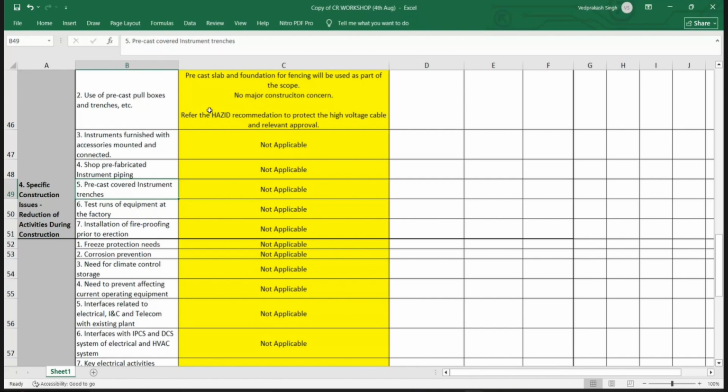Okay, 7 meters. Yes. Okay, that is enough. That is a safe distance then. Okay, got it. Okay, no issue.